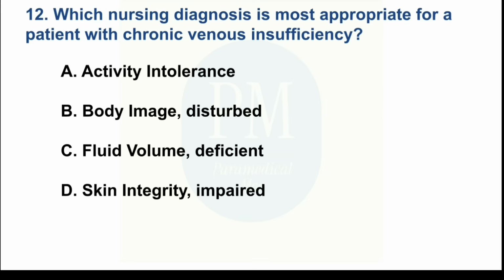Which nursing diagnosis is most appropriate for a patient with chronic venous insufficiency? Option A, activity intolerance. Option B, body image disrupted. Option C, fluid volume deficiency. Option D, skin integrity impaired. The correct option is option D, skin integrity impaired.